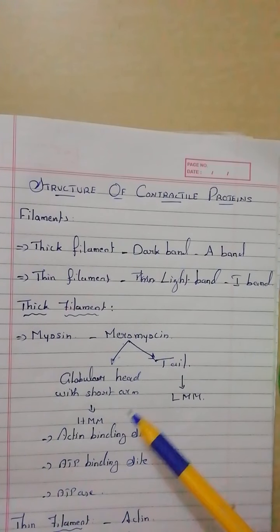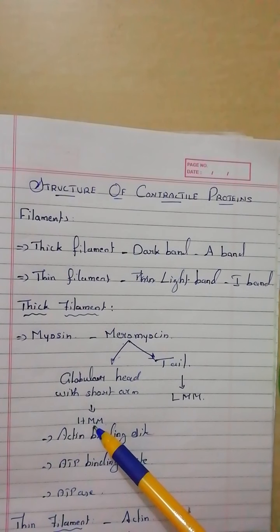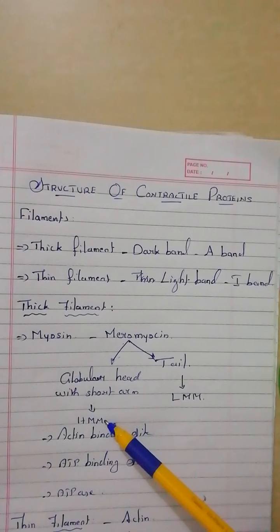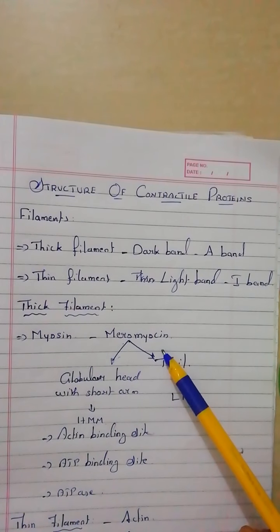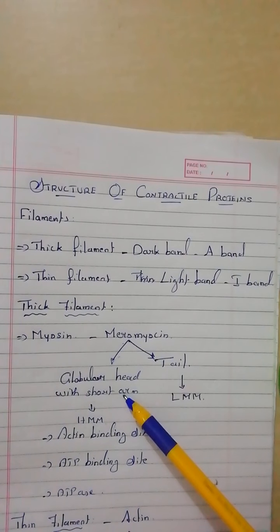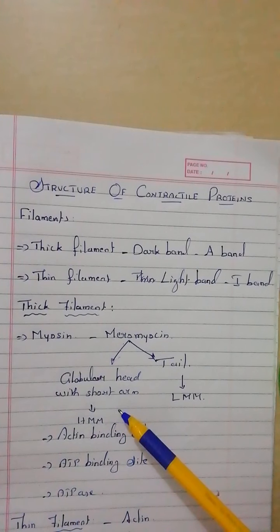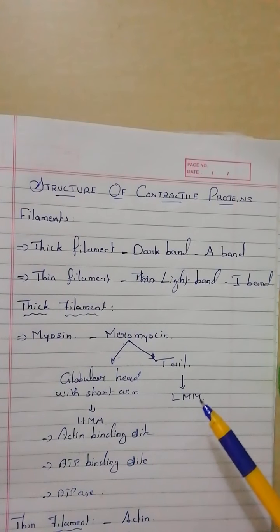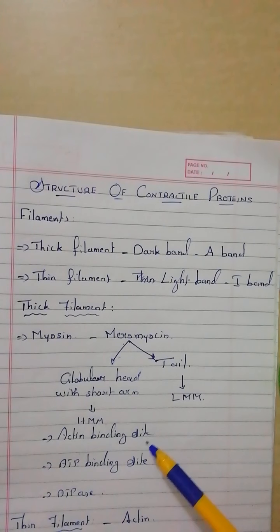The head region along with the short arm region consists of HMM, heavy meromyosin. The myosin is made up of monomeric units. In the head along with the short arm region, it consists of heavy meromyosin, since it will be more. So shortly we say HMM. Whereas the tail consists of light meromyosin, hence known as LMM. This is the basic structure present in the thick filament.